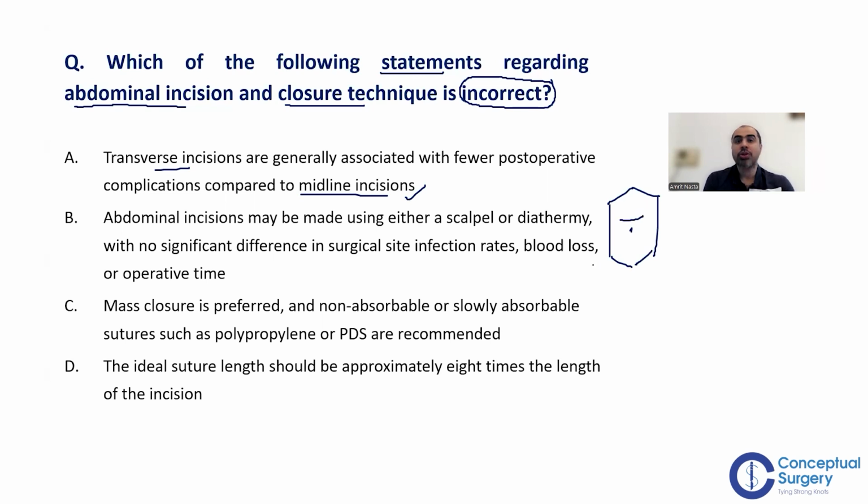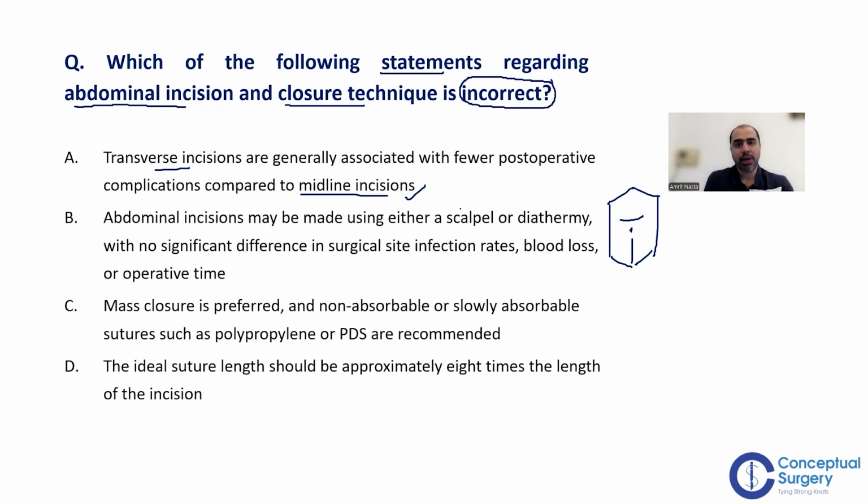The stretch on the incision is less. Midline incisions, vertical incisions have more stretch because when the abdominal pressure increases, the abdomen gets stretched like this laterally. So midline or vertical incisions are at a more stretch. Horizontal or transverse are at a lesser stretch. So this is actually correct.